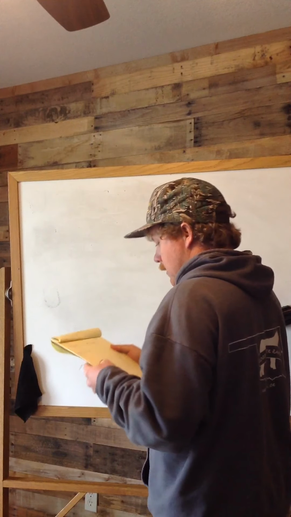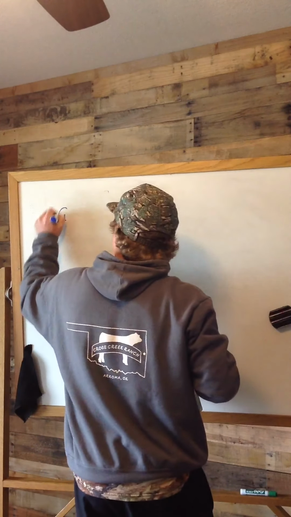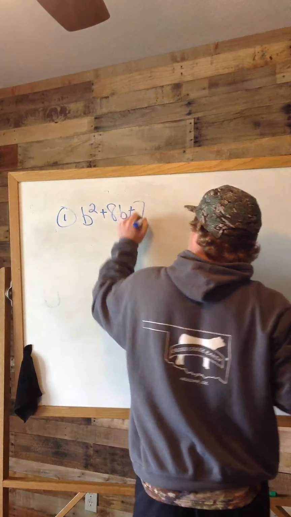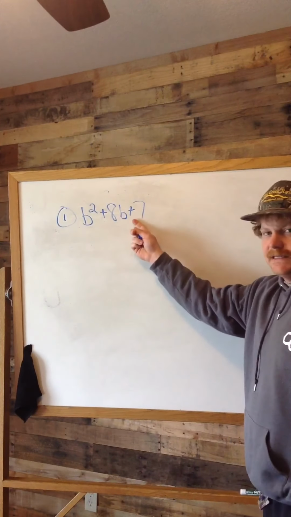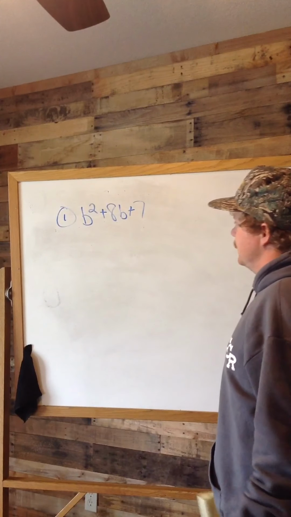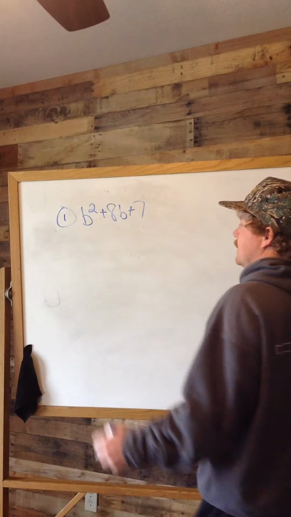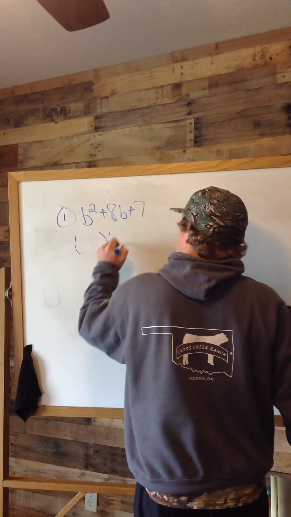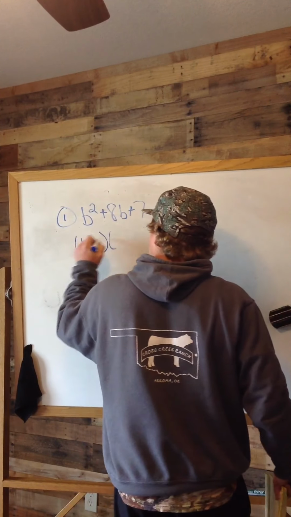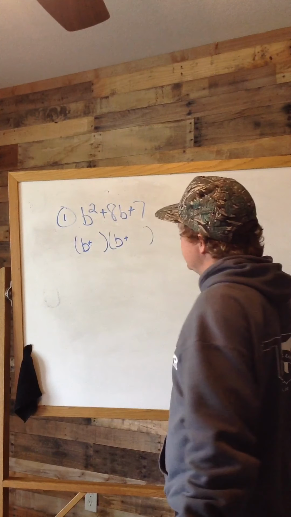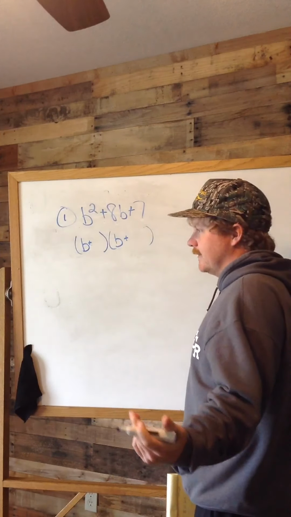Look in here, we have number 1. We have b squared plus 8b plus 7. So the first thing we look at, our c is positive. So our signs are going to be the same. If these are going to have to add up to give me a positive 8, my signs are both going to obviously have to be positive. So looking for two numbers that multiply to give me 7, add up to give me 8. I'll give you a second to think about that in your head.